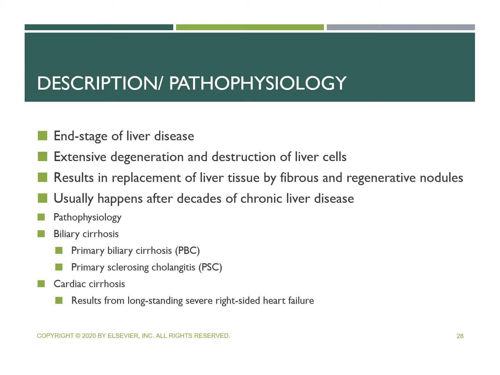And then we have primary sclerosing cholangitis, which is chronic inflammation and fibrosis of the strictures of the large bile ducts. We have cardiac cirrhosis, which results from long-standing severe right-sided heart failure, and it can cause hepatic venous congestion and fibrosis as well.